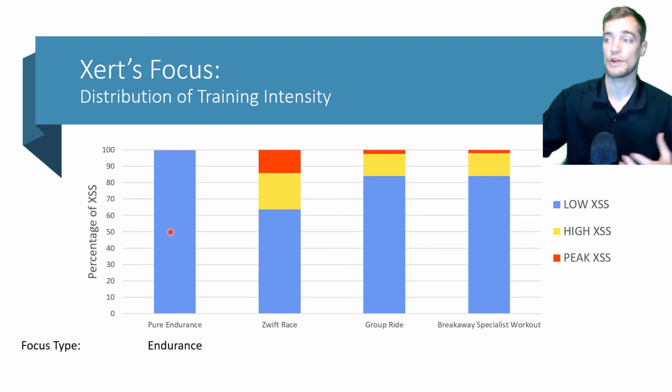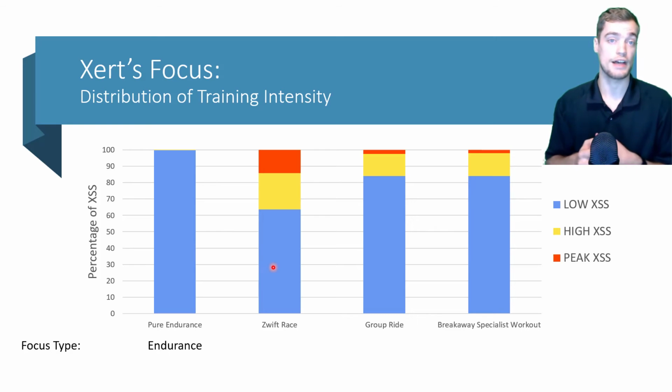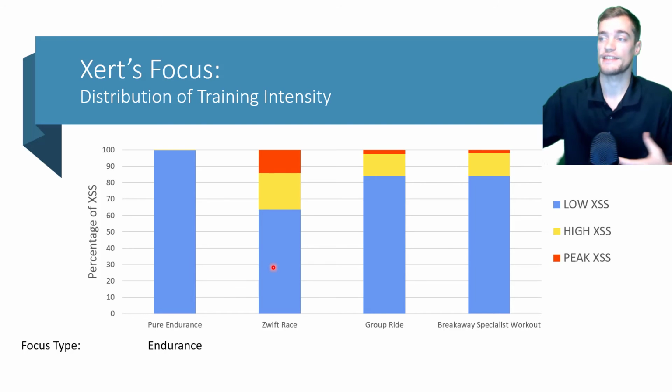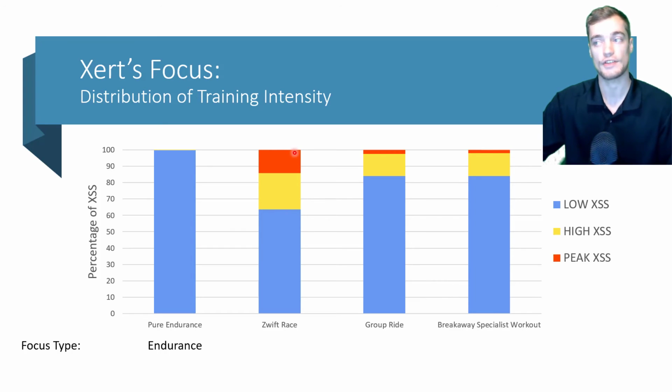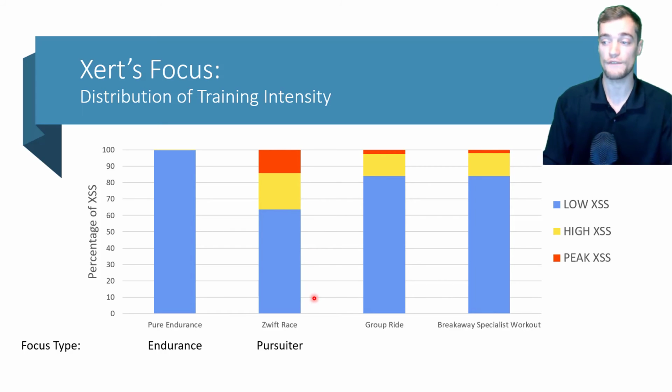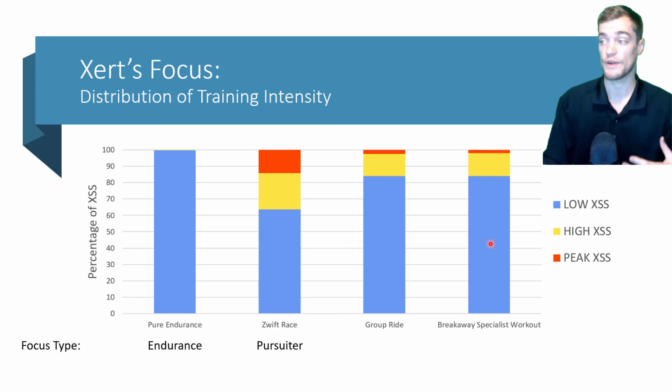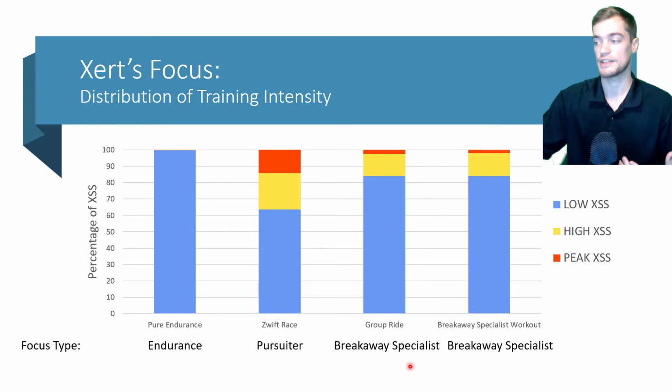And this was in very stark contrast to the Zwift race, which had a lot of hard efforts, bridging gaps, holding wheels, a powerful finishing sprint at the end. So you'll see much more of a contribution from the high and the peak intensity systems. And so the resulting focus type is a much shorter focus type. For the group ride, which was a bit of a mixed bag, there was some endurance, some harder efforts, and some sprints in there, as well as the Breakaway Specialist workout, which had a lot of structured intervals at the athlete's 5-minute power. Both of those activities had a Breakaway Specialist athlete type.